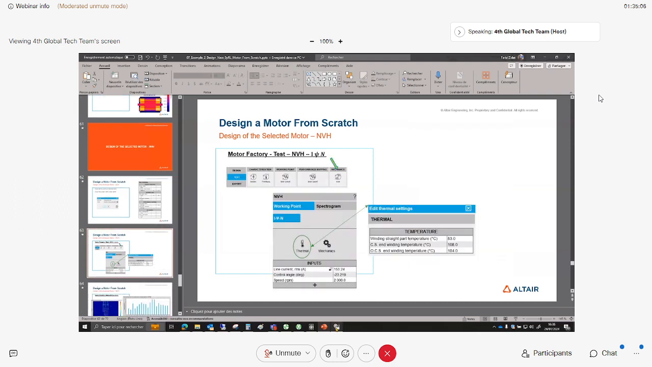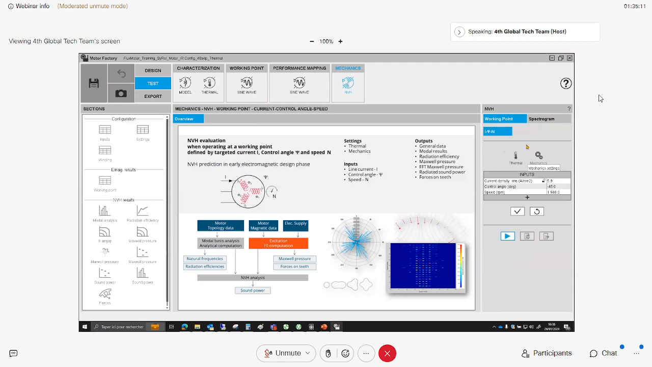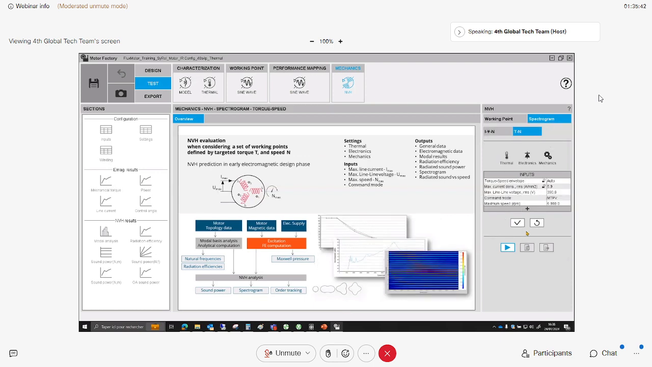Then to make an NVH test, you have to go to NVH, and we can make first the IPCN test. From the specification, we have two working points, one at 2000 RPM and the other one at 3000 RPM. So I may test this motor only for these two working points, or if I have a duty cycle, I can also test it. If you don't have the duty cycle, you can have a spectrogram for the envelope of the efficiency map.